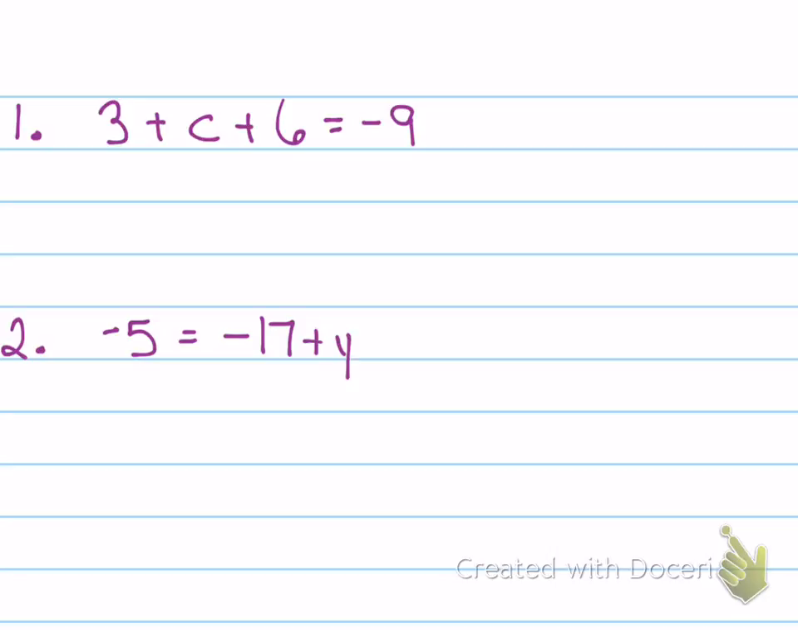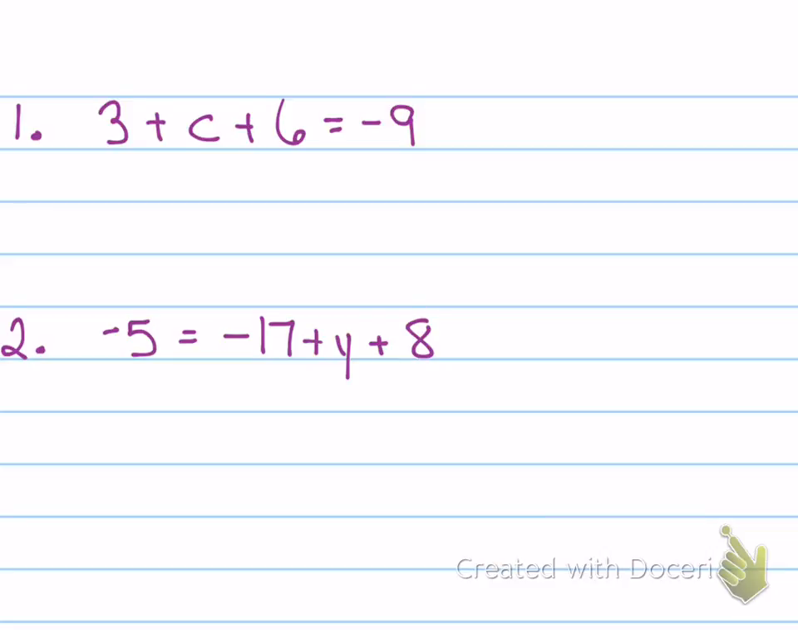What if I had a problem like this? 3 plus C plus 6 equals negative 9. And negative 5 equals negative 17 plus Y plus 8. What do you see that's different about these? What do you see that's different, Emily? Is there something that I can simplify? What can I simplify?